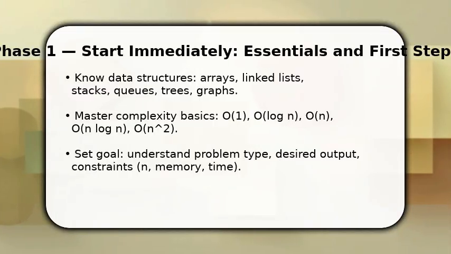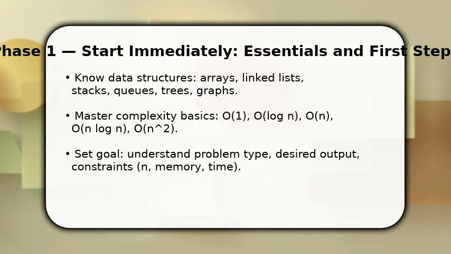You begin by confirming essential prerequisites, data structures, and complexity. First, read the prompt until you can state the input and required output in one sentence. Then, scan constraints like N, memory, and time limits to guide approach selection.